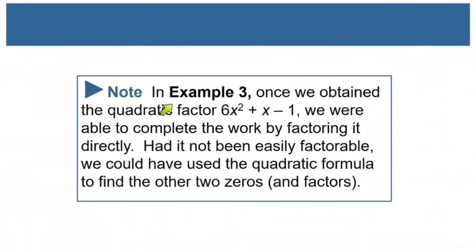And this slide just says what I was talking about on the last slide. Remember in the last example, once we got our biggest factor down to 6x squared plus x minus 1, we were able to finish off the problem by factoring it directly.